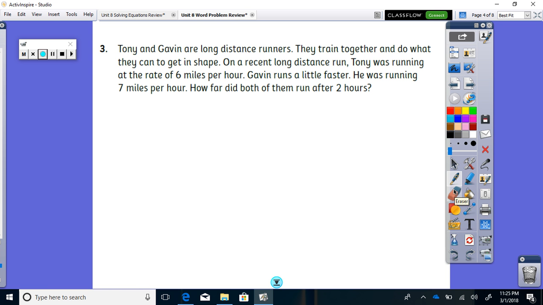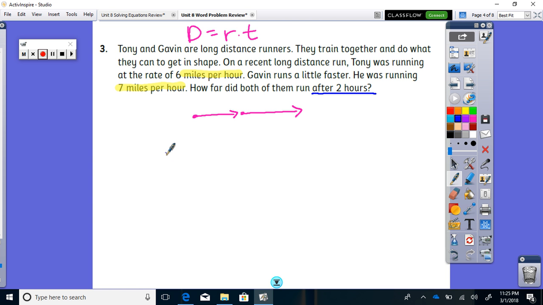So this one does not look similar to the ones I've done so far, but it does remind me, and it should remind you, of the rate problems, the distance equals rate times time. The thing that stands out to me is the rates. We have a rate of 6 miles per hour, and then we have Gavin running at 7 miles per hour. So this is going to be one of the combined rates problems that we've seen before. So they're training together, and they're getting in shape, so they're running the same way, and we want to know how far do they run after 2 hours.